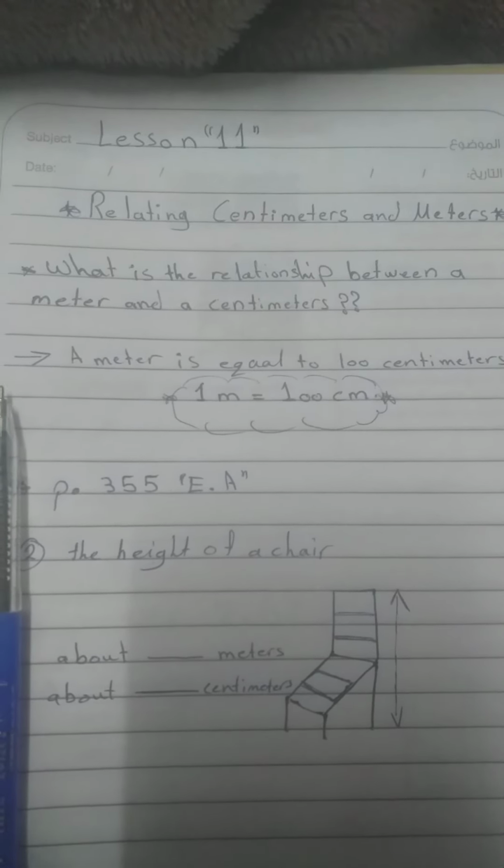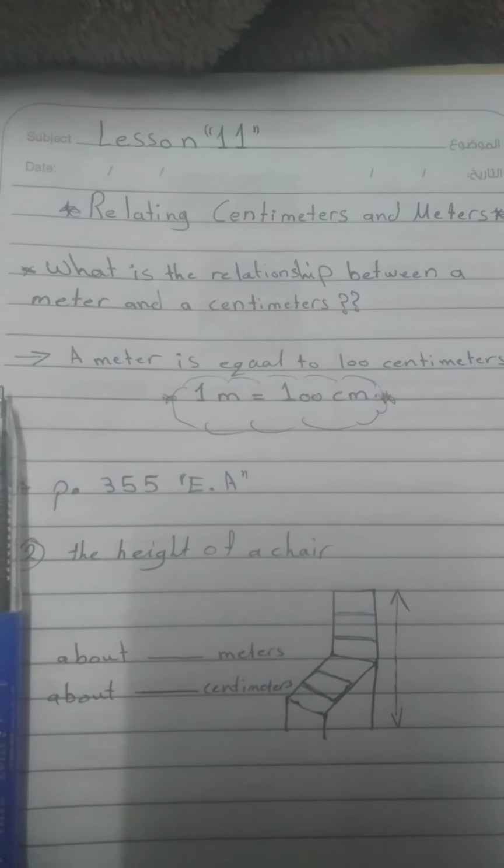Now number 3, we have a door, okay? A door is about how many meters? It's nearly about 3 meters. Now 3 meters, how many centimeters? 3 times 100 equals 300, right? Because 1 meter equals 100 centimeters. 3 meters, 300 centimeters, okay? Each 1 meter equals 100 centimeters.